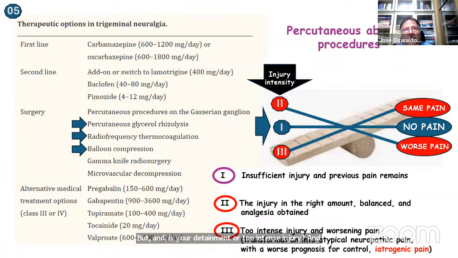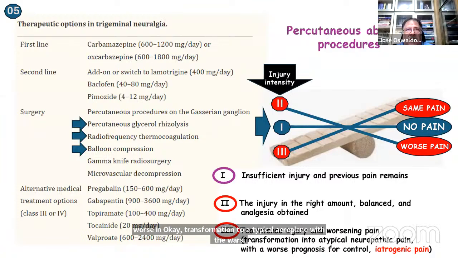Transformation into a typical neuropathic pain with a worse prognosis for control, and iatrogenic pain.